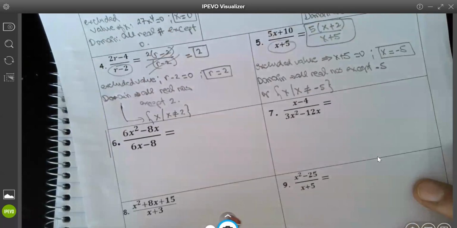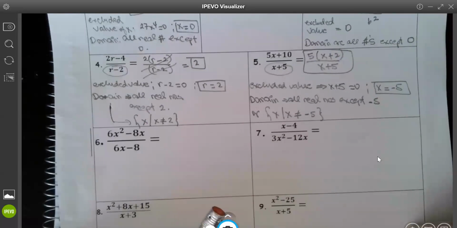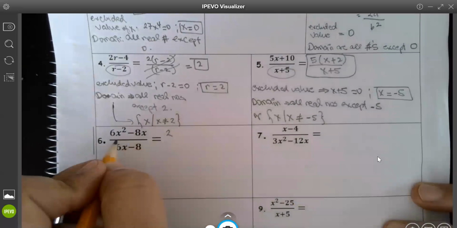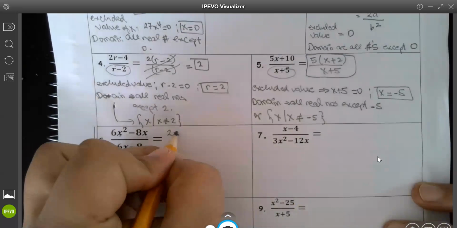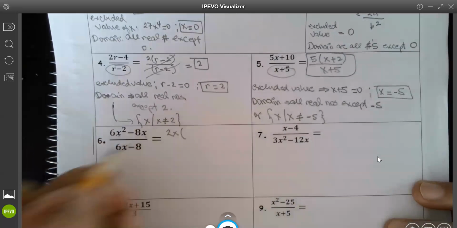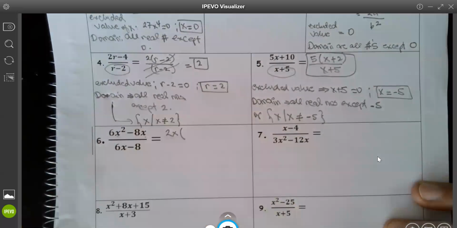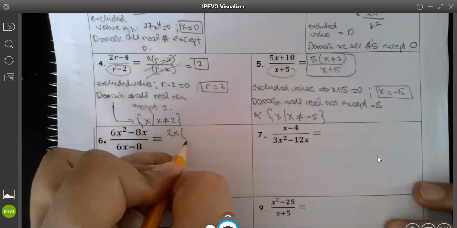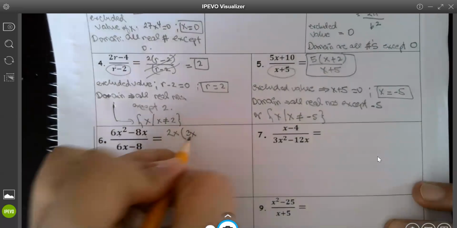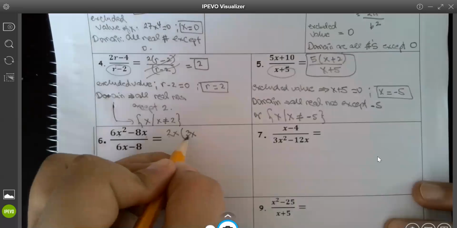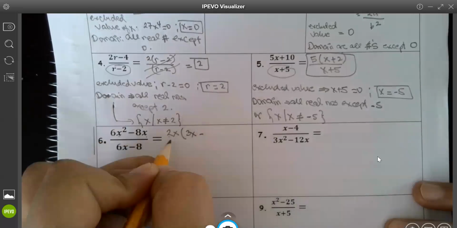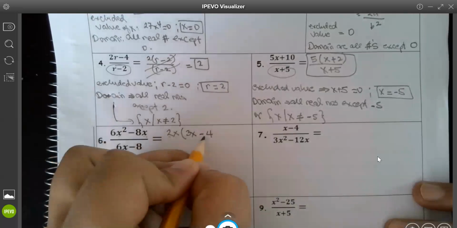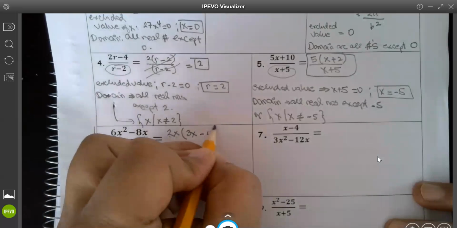Okay, number 6. The monomial factor between 6 and 8 is 2. You have x here, you have x here, so x is also a common factor. So if you factor out 2x, what's left inside is 3x. 2x times 3x is 6x squared. Minus, factor out 2 from 8, that's going to be 4. 2x times 4 is equal to negative 8x.